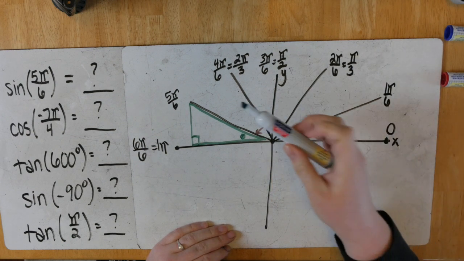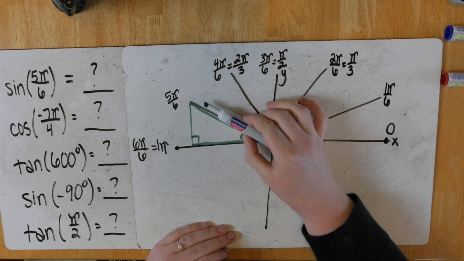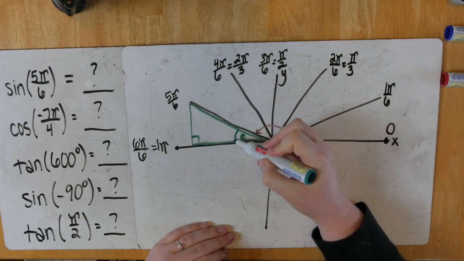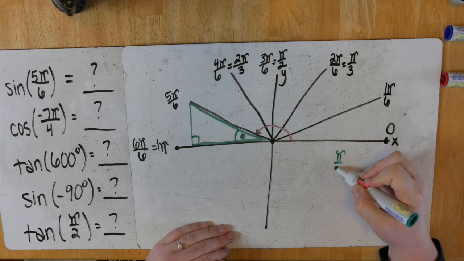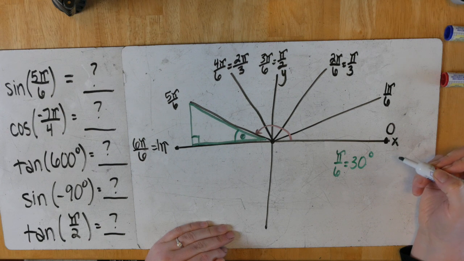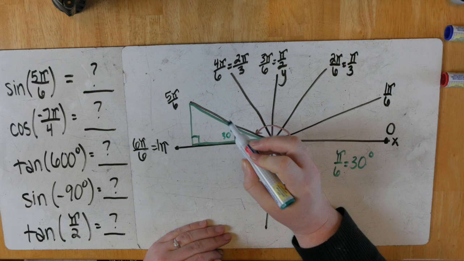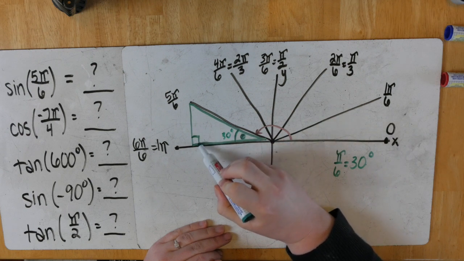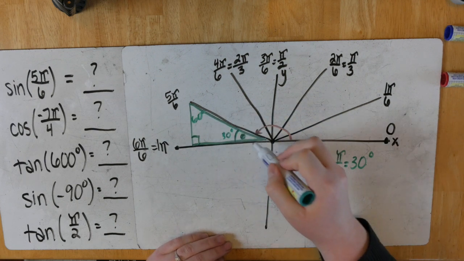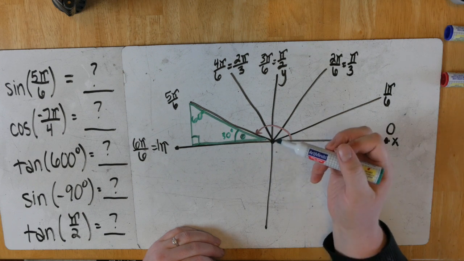And I know that because 5 pi over 6 is 1 pi over 6 away from 6 pi over 6. So this angle right here is pi over 6. And I know that pi over 6 is 30 degrees. So this angle right here measures 30 degrees. And this is a right triangle, so this last angle here has to be 60 degrees. And that creates one of our special right triangles, which is, again, how the unit circle was built.